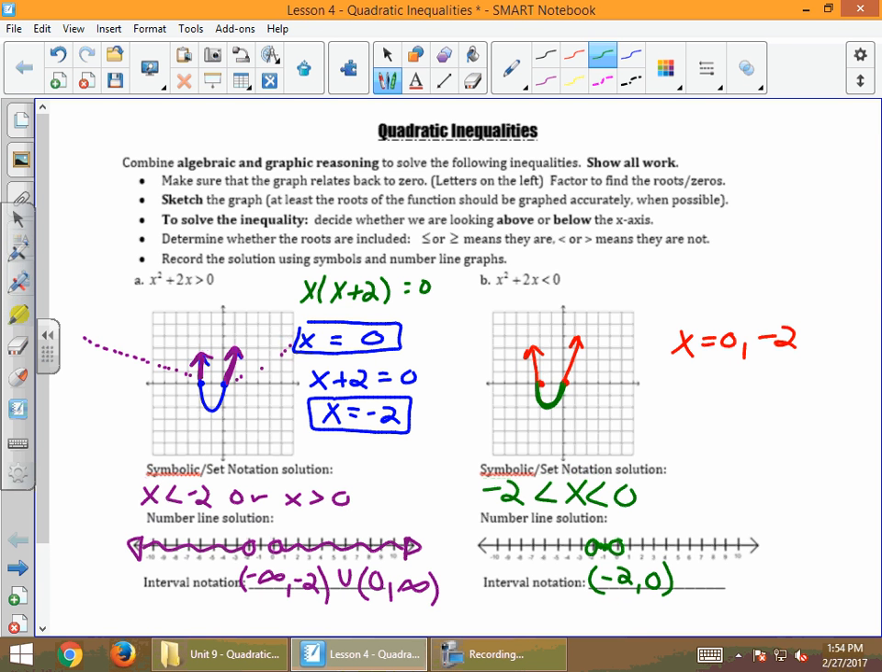So you can see when your graph is separated with the arrows going in opposite directions, your inequality is going to be separated, and your number line is going to be separated. When it's connected, like in B, your inequality will be connected, and your number line will be connected. Questions over that? No. Okay. Same kind of thing for the next one.